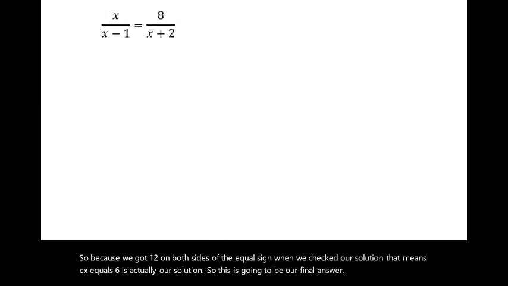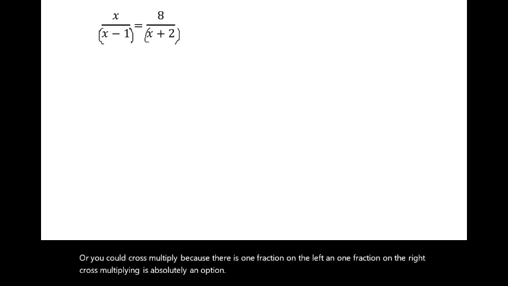Now for this next one, you have a couple of different options. You could use the lowest common denominator method. The common denominator is going to be x minus 1 times x plus 2. Or you could cross multiply. Because there is one fraction on the left and one fraction on the right, cross multiplying is absolutely an option. So because cross multiplying is an option, I'm going to go with that.